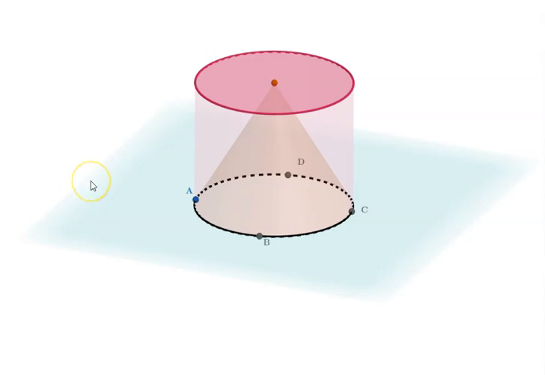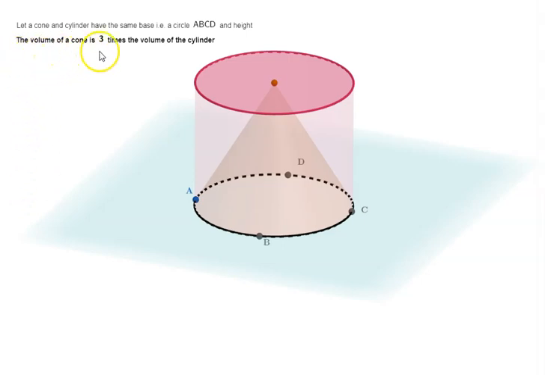Let us look at proposition number 10 of book 12 of Euclid's Elements. The proposition says that any cone is a third part of the cylinder with the same base and the same height. Okay, let's see how we can prove this. Let a cone and cylinder have the same base, that is a circle ABCD, and the same height. What the proposition is saying is that the volume of the cylinder is 3 times the volume of the cone.